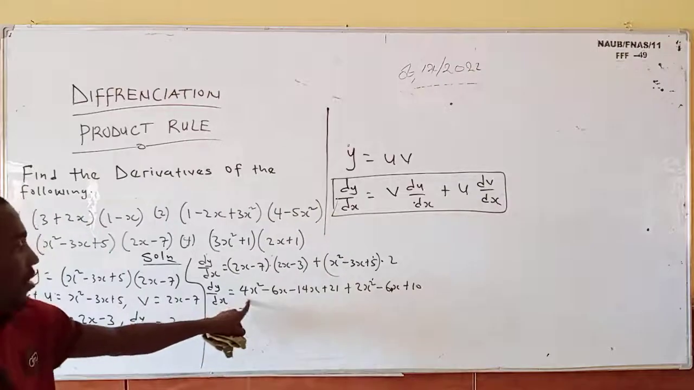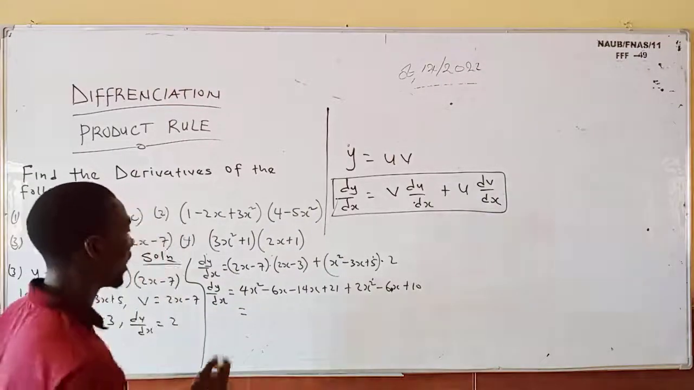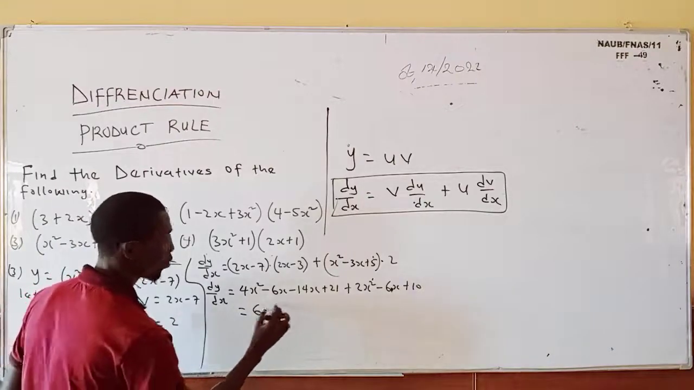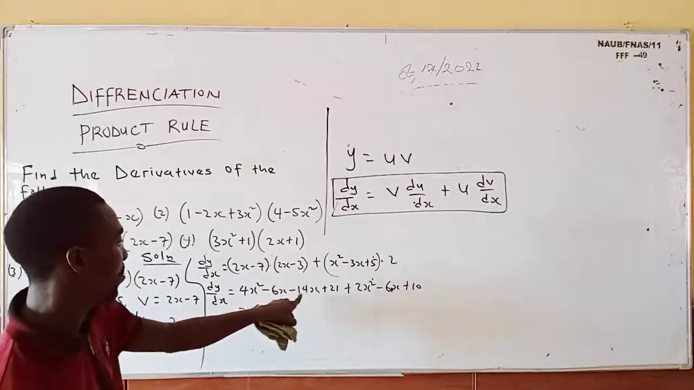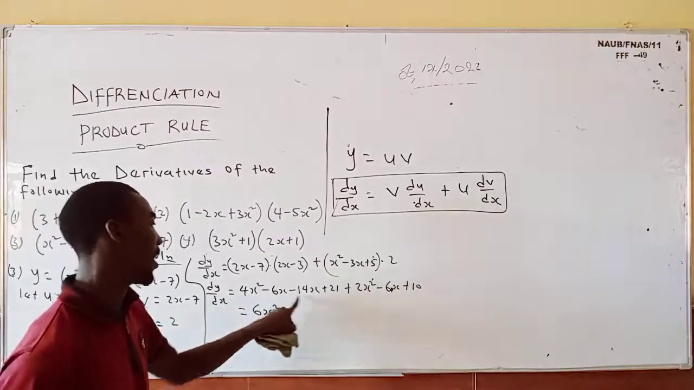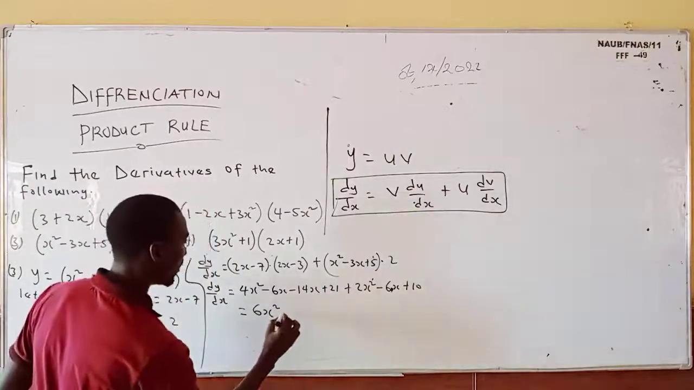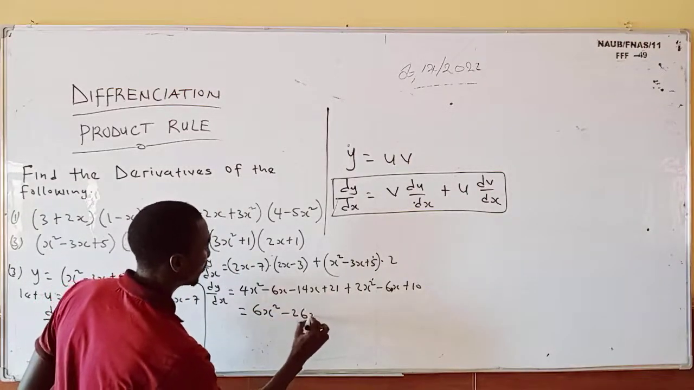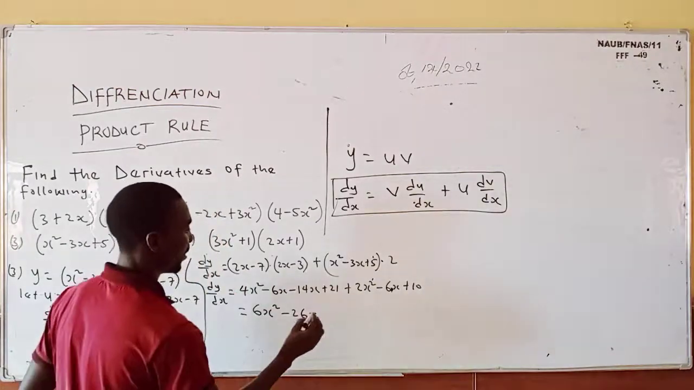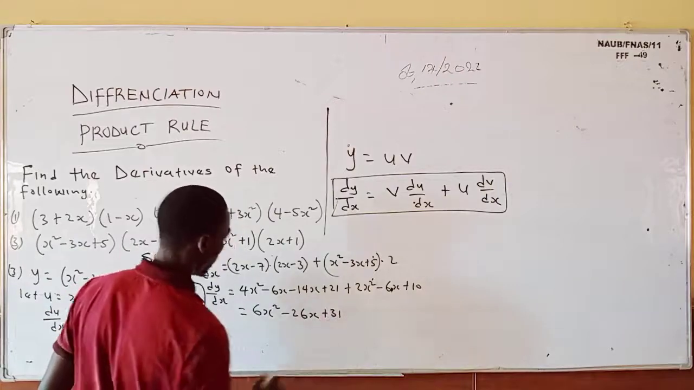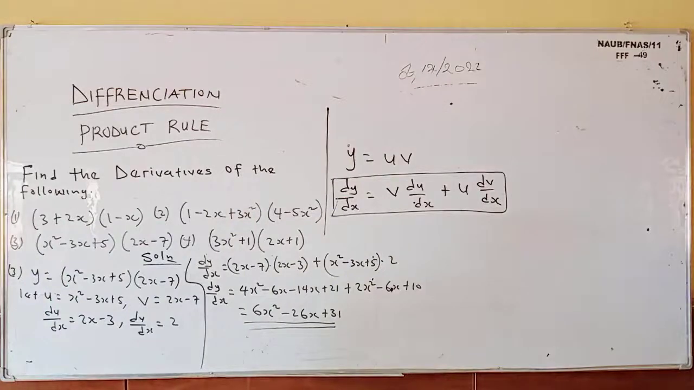Then the next thing is to collect the like terms. We have 4s squared here, we have 2s squared here. 4s squared plus 2s squared, that is 6s squared. Hope you get that. So now you have minus 6s minus 14s. If you add this, that is minus 20s, and plus 6s, that is minus 14s. And this is 21 here plus 10, that is 31. So dy over ds is equal to this. So question number 4.